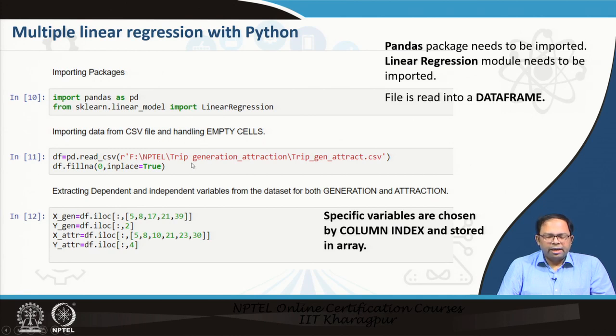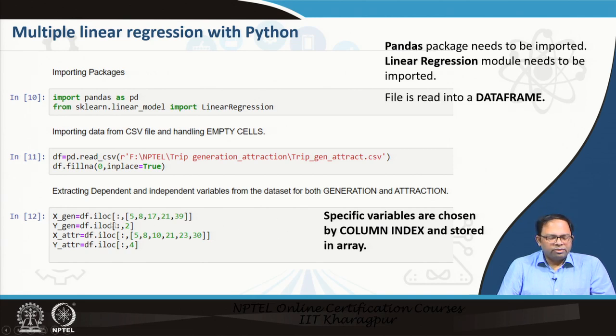We need to read that, and once we have read that, we have to put it in the data frame. So, this is the data frame. We have filled this particular data file, and then finally we have to extract the dependent and independent variables from the data set for both generation and attraction. So, we are developing both the models simultaneously, the production generation model as well as the attraction model.